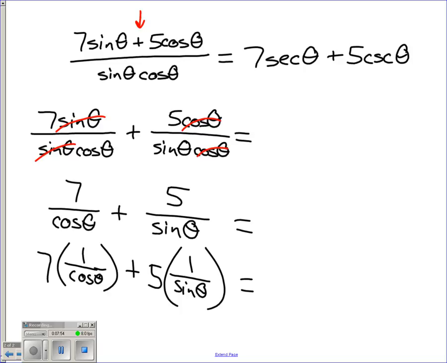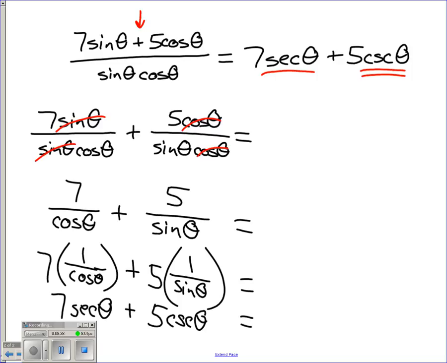And the reason I'm doing that is because what is 1 over cosine? What's the reciprocal function of cosine? Well, that is the secant that's right over here. What's the reciprocal of sine? Well, that's the cosecant that's right there. And so now we can write this as 7. Again, C goes with S, so this is going to be secant theta plus 5 times, again, cosecant theta. And now those are equal. Okay? So the first two are not too bad.